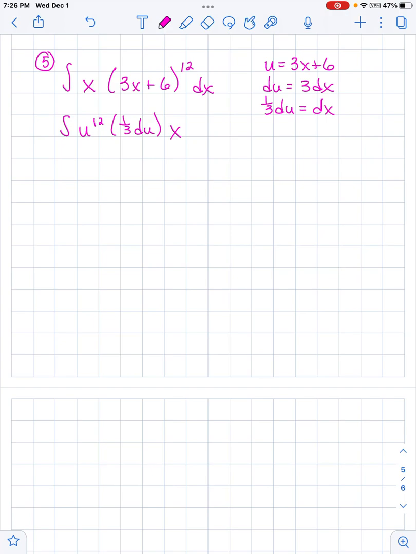I want everything to be written in terms of u because that makes this problem much more simple to solve. It's just power rule then. So what I'm going to try to do is write x as a function of u. And I'm going to do that using my original u value here. So if I have u is equal to 3x plus 6, I can isolate x and get u by itself. So if I subtract 6 first of all, 3x equals u minus 6, and then divide by 3, x is 1/3 u minus 2.